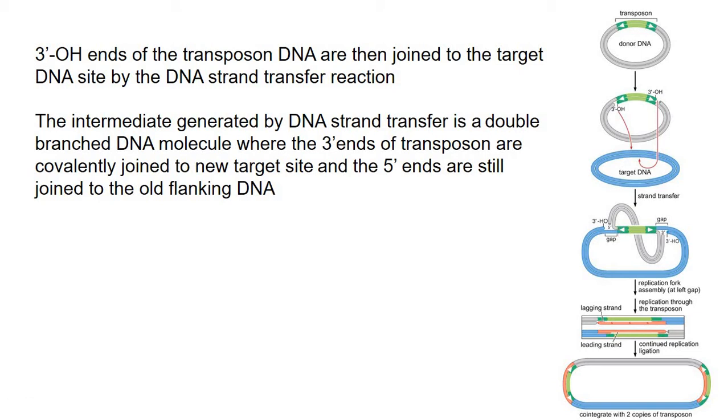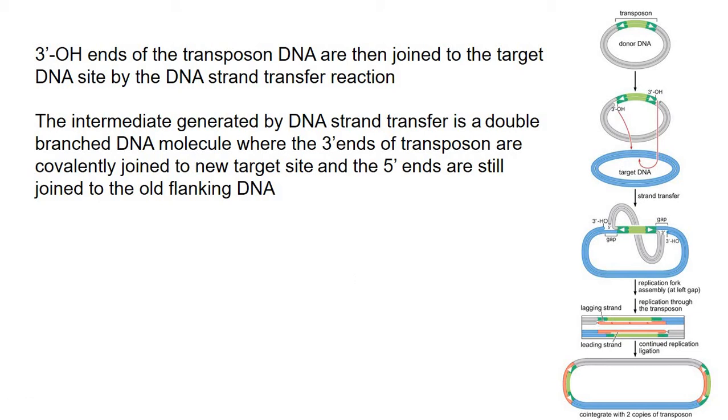They're attached together. It makes this replication fork right here. This replication fork assembles at the left gap, and then from there, once this replication fork is formed, this transposable element will be replicated into this new sequence. So here the intermediate is generated in the DNA transfer.